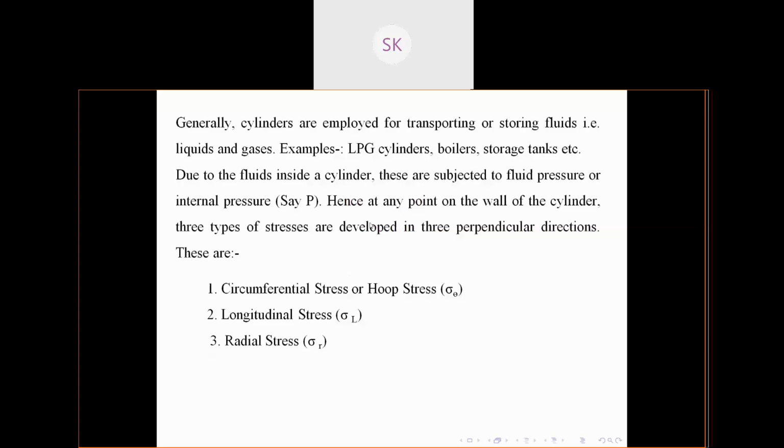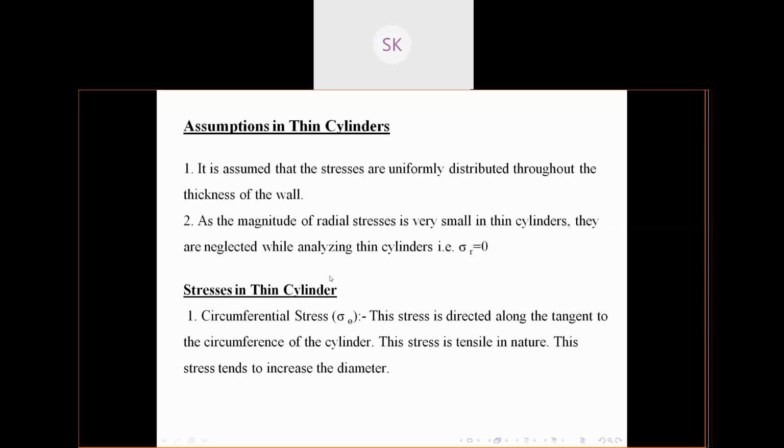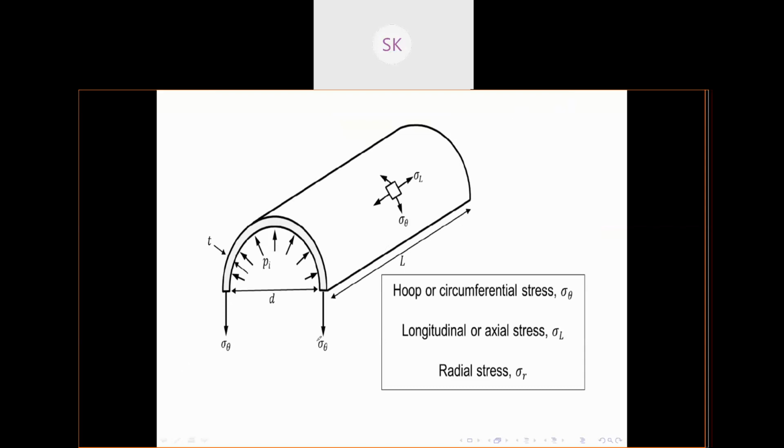There is one more stress, radial stress. This is the radial stress. It is usually negligible because radial stress acts along this thickness, and we have assumed that this thickness is negligible. So this is a very minor stress, and we won't consider it for the analysis. So basically, in thin cylinders, there are two major stresses. One is longitudinal stress, another is circumferential stress. We'll discuss it now.